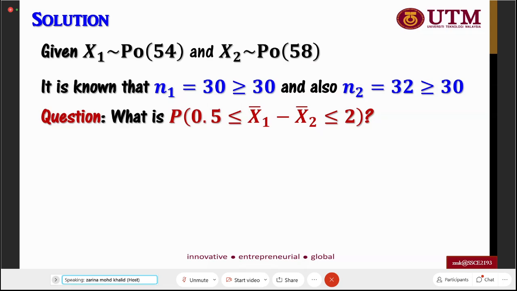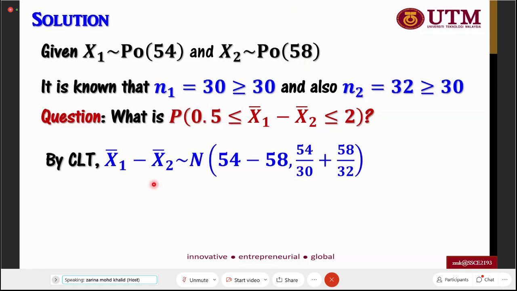So you have x bar 1 is normal with mean 54 and variance 54 over 30. Similarly, x bar 2 will also be normal with mean 58 and variance 58 over 32. But we don't want to use individual x bar, we want x bar 1 minus x bar 2. So you have to define the distribution for x bar 1 minus x bar 2, which is normal also. Individually they are normal, so the difference will also be normal.